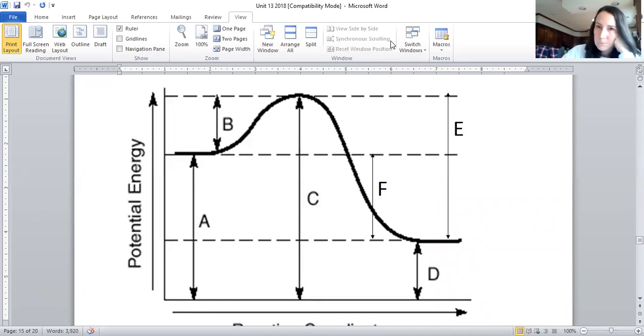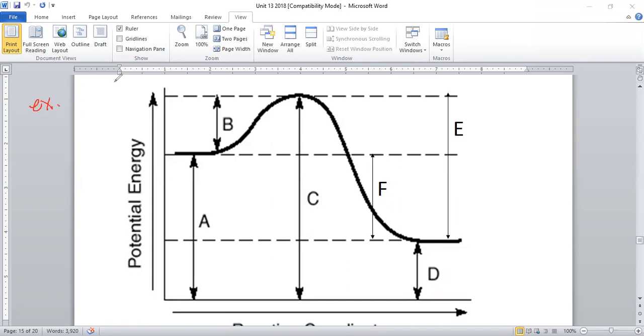Okay, so this is called a potential energy diagram. It basically is just showing you how energy is moving in a reaction. So I'm going to just give you guys a reaction: Y plus Z yields YZ plus heat. Now, because heat is on the right-hand side of the reaction, I know that this is an exothermic graph.